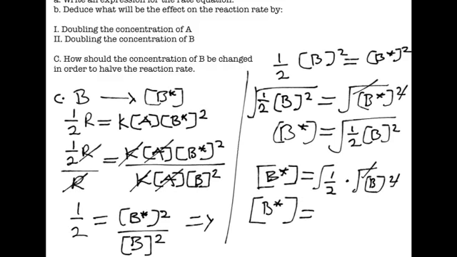so we're going to have B asterisk giving us B, the concentration of B, times the root of 1 out of 2. So this is the end of the video, and we found out that to be able to halve the rate of the reaction, we need to multiply the concentration of B by the root of half.